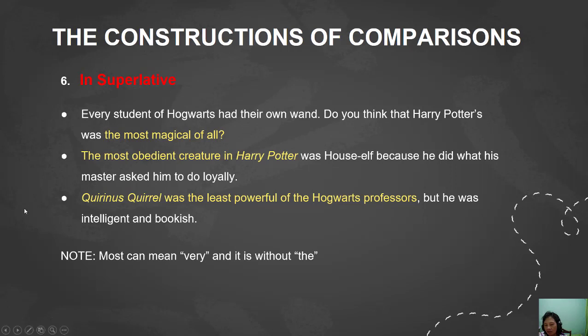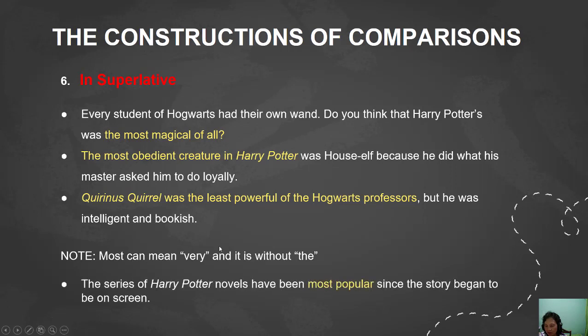Okay, you still have this, that most can mean very. Surely, you use this without the. The series of Harry Potter novels have been most popular since the story began to be on screen. So, most here shows very. That's why we don't need the, because we don't compare. It is not comparison.